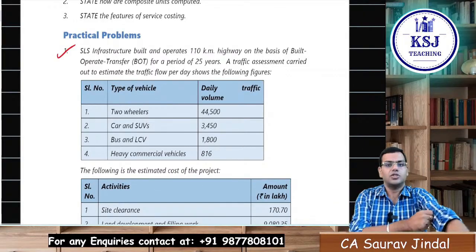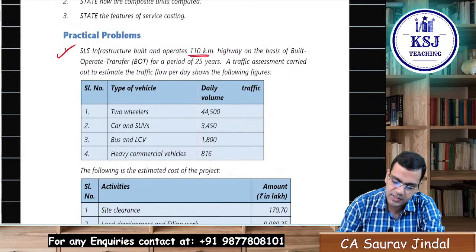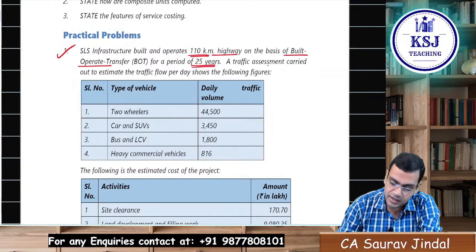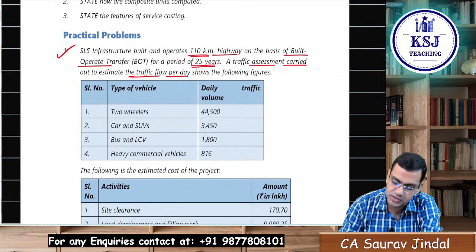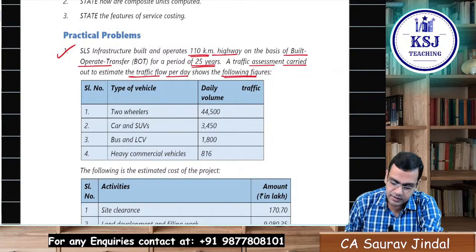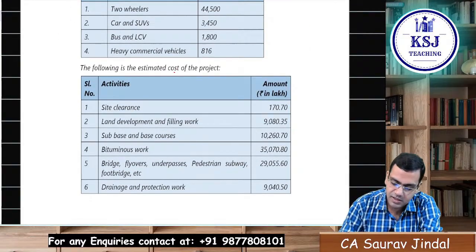SLS Infrastructure builds and operates a 110 kilometers highway on the basis of build, operate, transfer for a period of 25 years. A traffic assessment carried out to estimate the traffic flow per day shows the following figures. Two-wheelers, daily traffic is 44,500; car and SUV is given, bus and LCV is given, heavy commercial vehicles is given to you. The following is the estimated cost of the project.